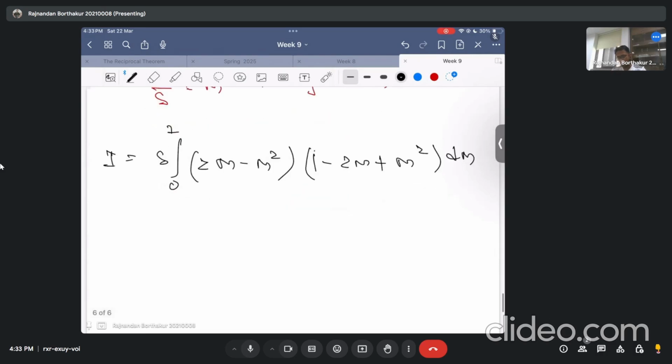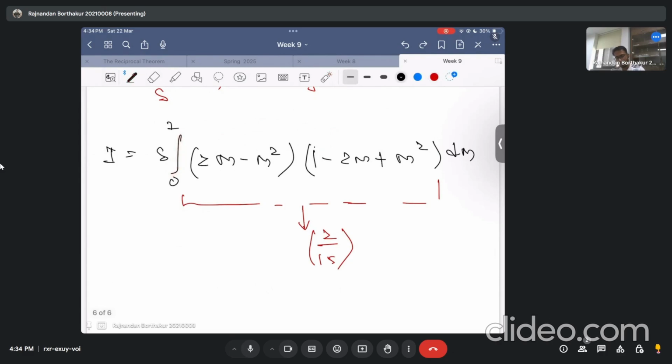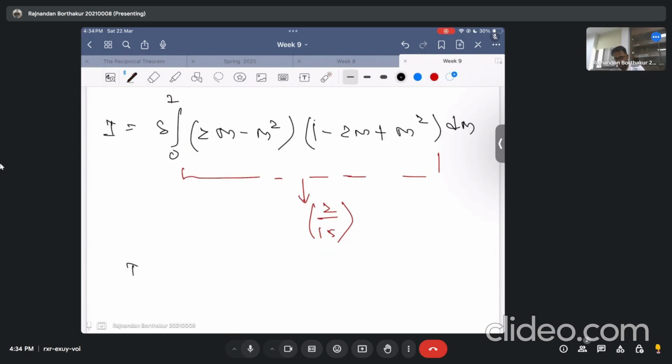That's it. Now, if you do this integration, this is just a simple integration because we have just done this change of variable. What we will see is this will just come out to be equal to 2 by 15. You can check it at your end. Just multiply these things first and then integrate with respect to 0 and 1. So this integral I comes out to be equal to 2 delta by 15.